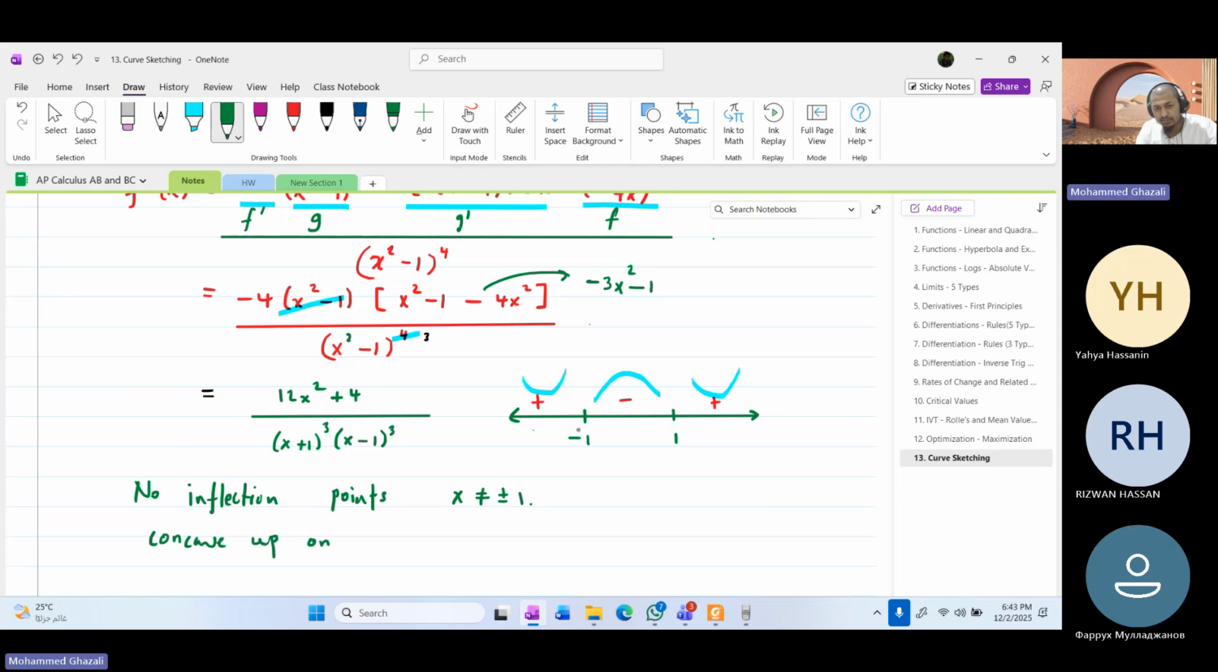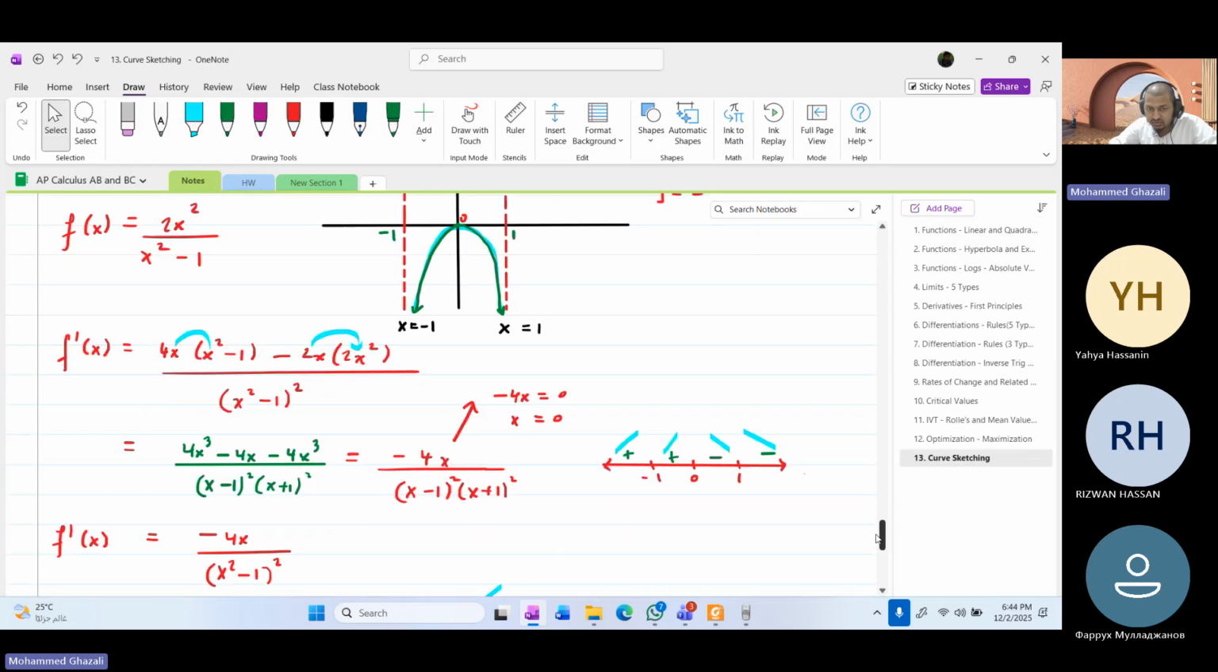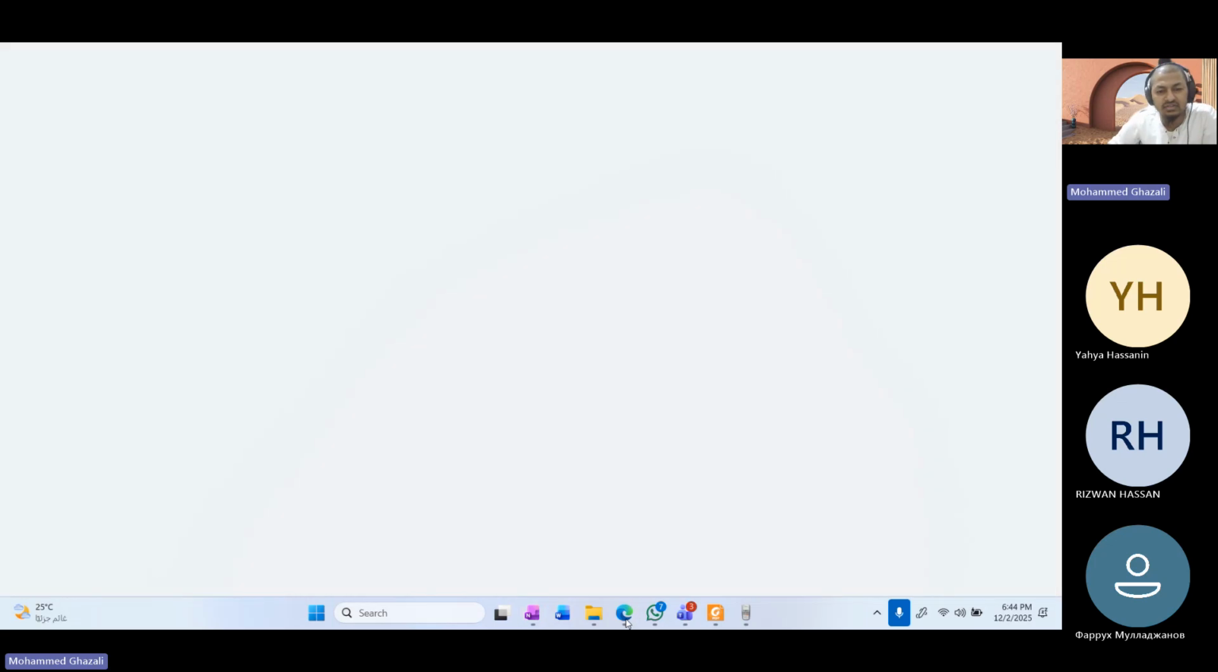on x is an element from -infinity to -1 union 1 to infinity, and concave down on x is an element from -1 to 1. By the way, guys, look, this is all that I applied calculus to sketch this graph. Now, I just want to go on to Desmos and show you the different types of graphs that we are looking at in AP calculus, right?